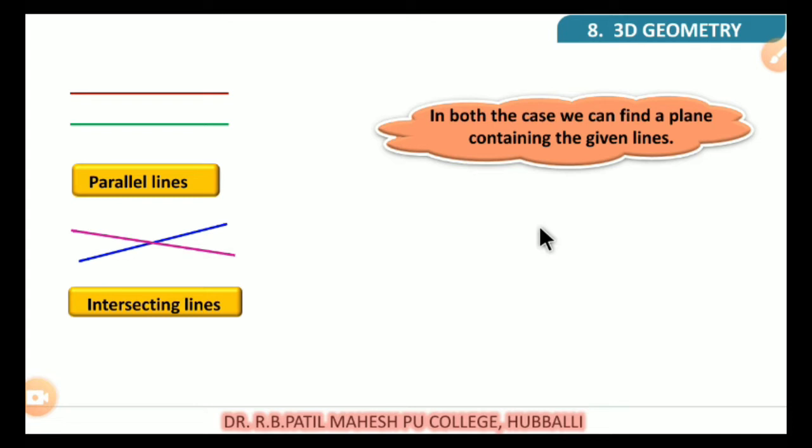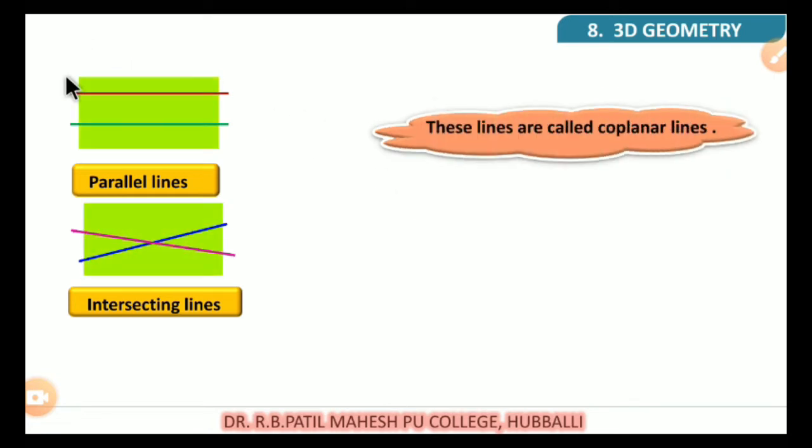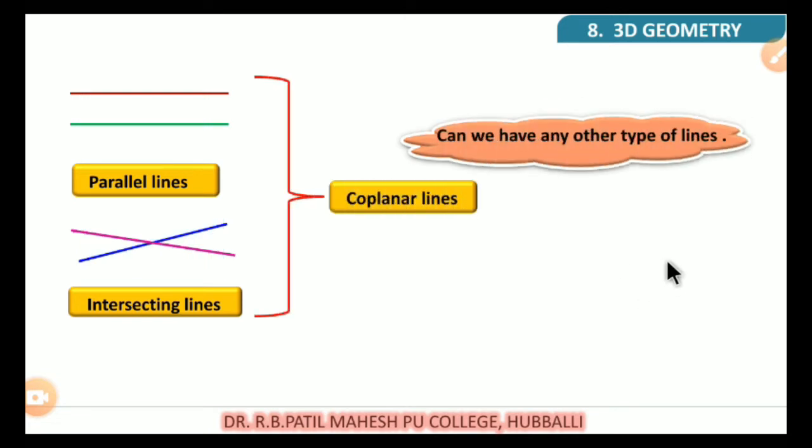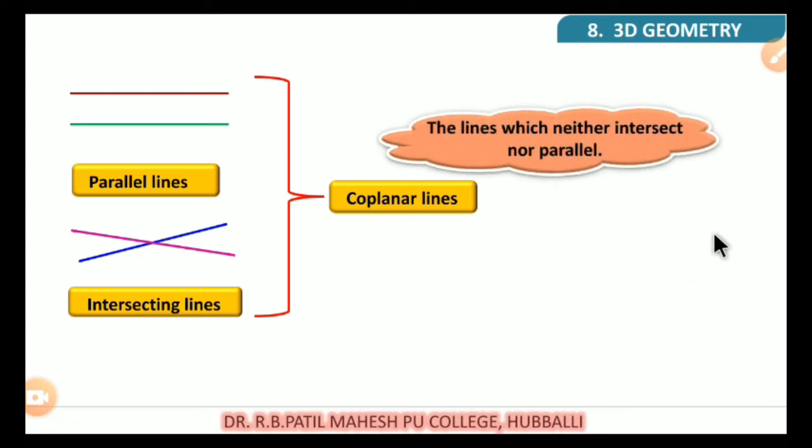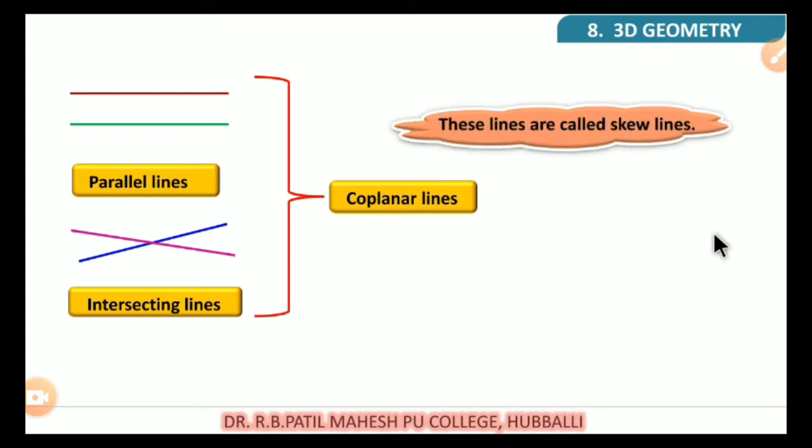In both cases, we can find a plane containing the given lines. See here, on the same plane we have these two parallel lines, and similarly on the same plane we have intersecting lines. So these lines are called coplanar lines. Then can we have any other type of lines here? Surely students, we will be having another type. So these lines which are neither intersecting nor parallel are known as skew lines.